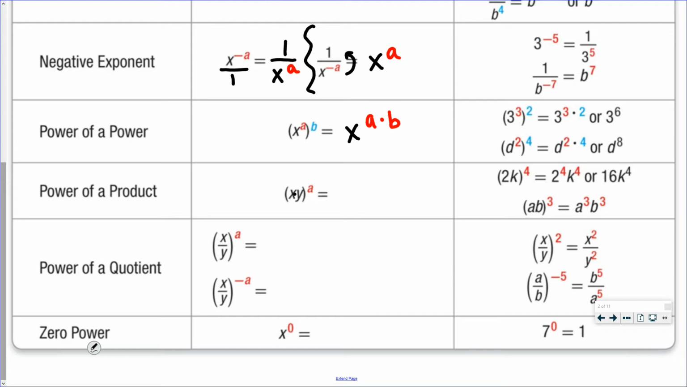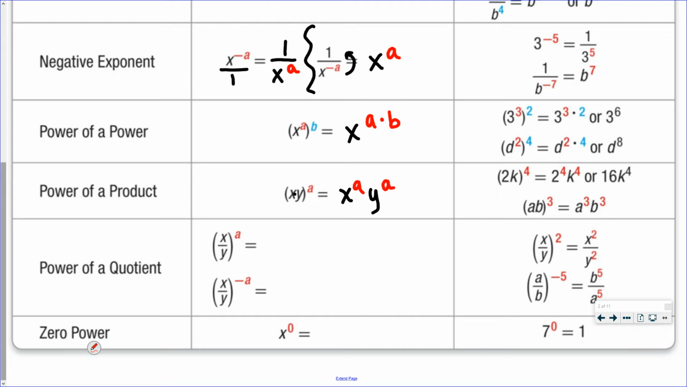If you have a product or a quotient and they're being raised to a power, every factor gets that power. Okay, so in this case, x is a factor, it gets the power. Y is a factor, it gets that power. Don't think of it as you're distributing the exponent because you're not. It's different than a distributive property, okay? It's technically, hey, I have a product, every factor gets that power.